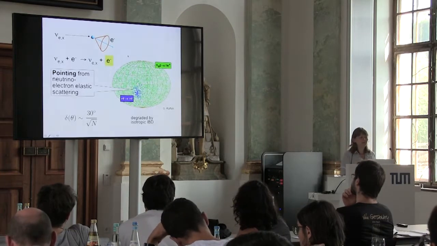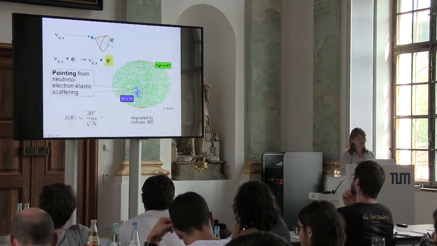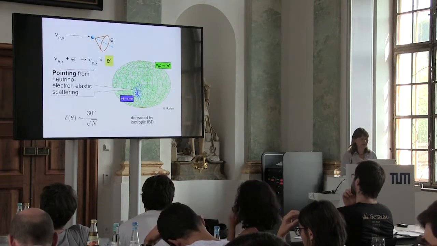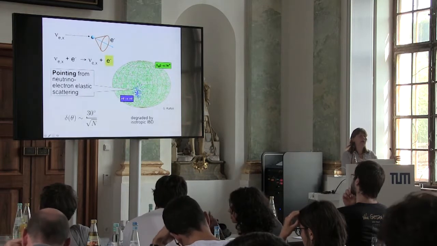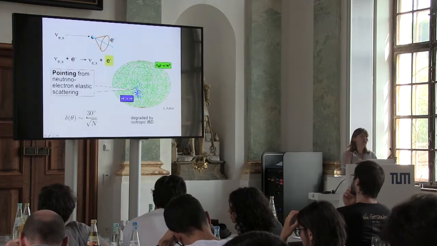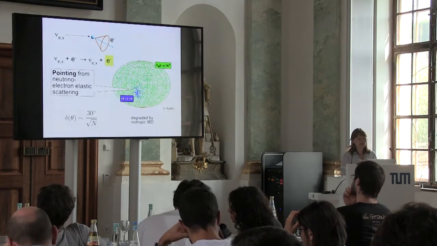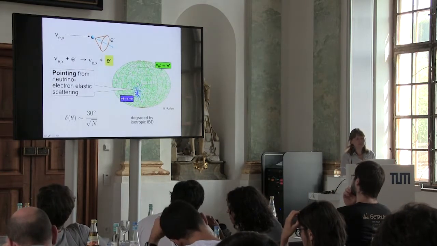And so the electron is scattered forward. This is approximately the pointingness of it. It's within about a 30-degree angle, and so you can then tell the direction roughly to about 30 degrees over square root N, where N is the number of events you see. This is the kind of picture on the sky that you can see.